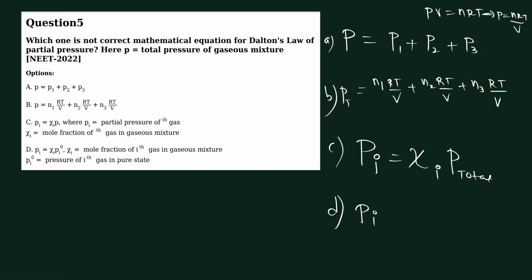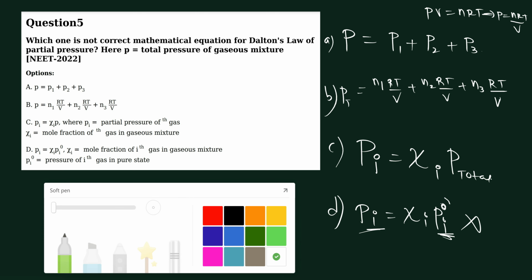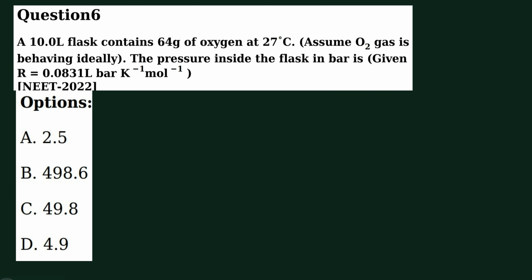Here the partial pressure of an individual gas is given as the mole fraction of the individual gas into the partial pressure of the individual gas in pure form. When you consider only an individual gas, the partial pressure of the individual gas is equal to the mole fraction into the pressure of that gas in its pure form. But this is not correct. So the remaining options are all correct except D. Here you have to choose which one is not correct, and option D is not correct. Okay, move on to the next question.